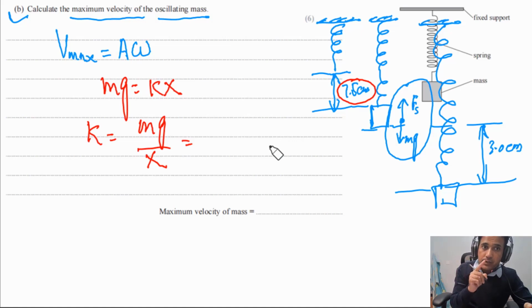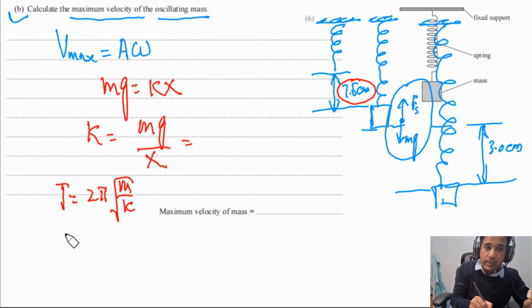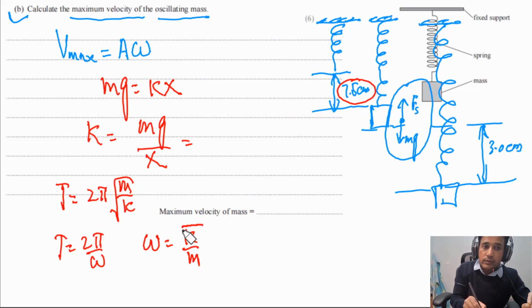And when we have the value of k, then we need to find out omega. You can find omega in two different ways. First thing you need to understand, the time period of a spring mass system is equal to 2π√(m/k). If you compare, T is also equal to 2π over omega. So if you compare these two, we will get omega is equal to √(k/m). So this is the omega. We can get the value of k from here, the value of m we already have, so we can find omega.